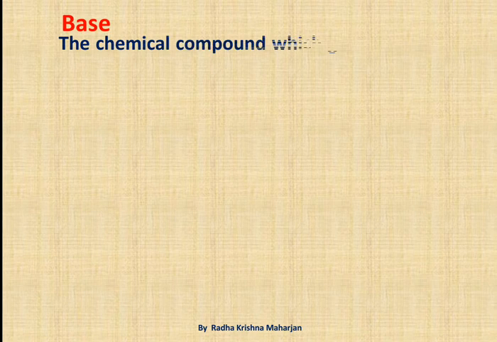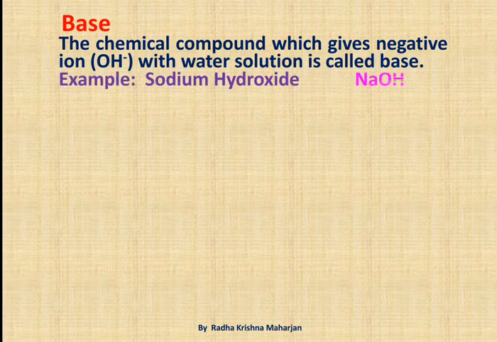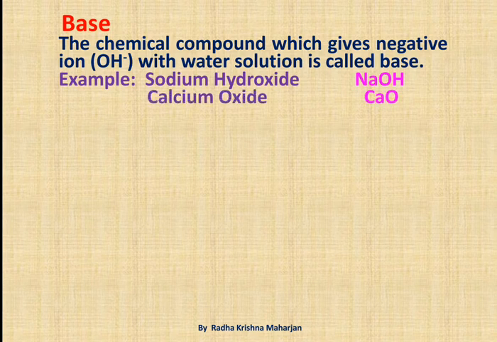Base. The chemical compound which gives negative ion, hydroxide ion, with water solution is called base. Example: sodium hydroxide NaOH, calcium oxide CaO.